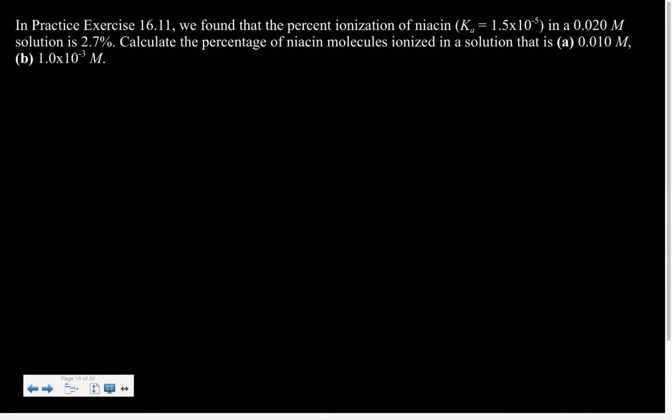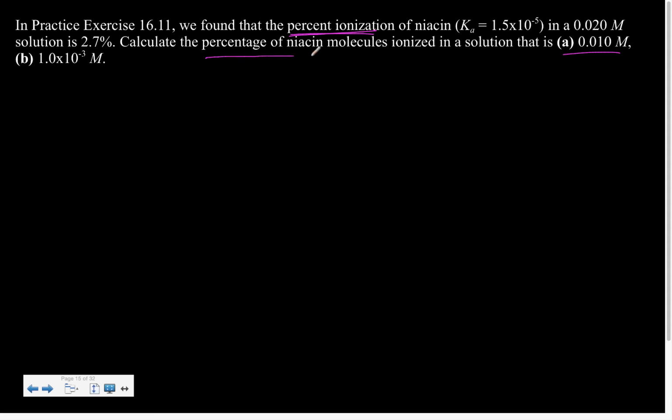All right, so this one says we found that the percent ionization, where it means exactly what it says, so it's the amount that ionizes over the amount that we started with. It's a piece over the whole. Calculate the percentage of niacin molecules ionized in a solution that is 0.01 molar. So what's this really asking you to do?